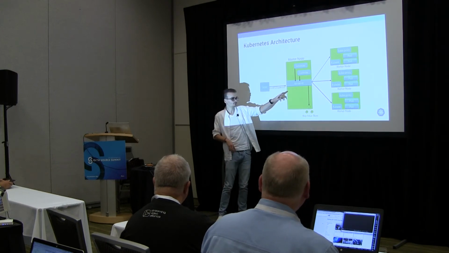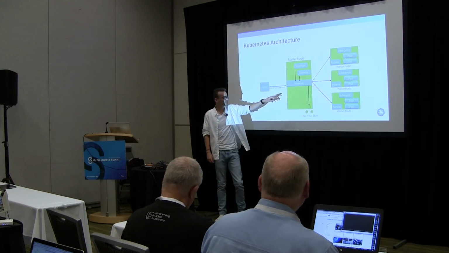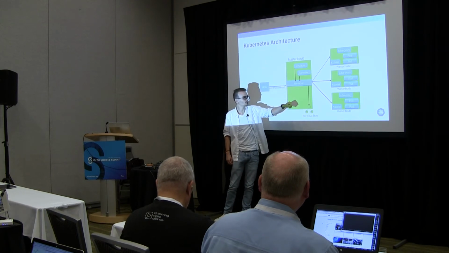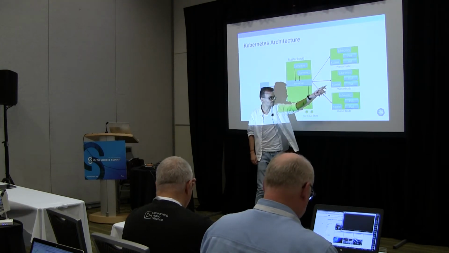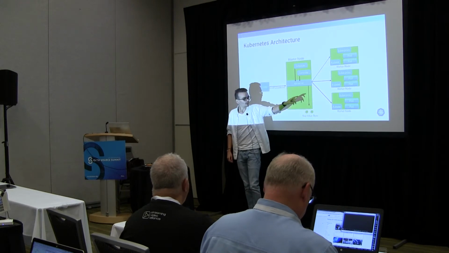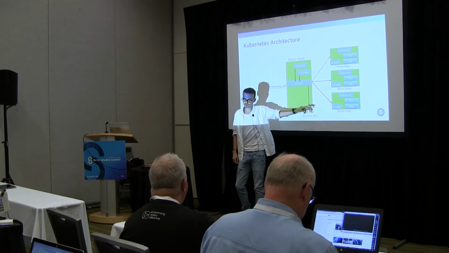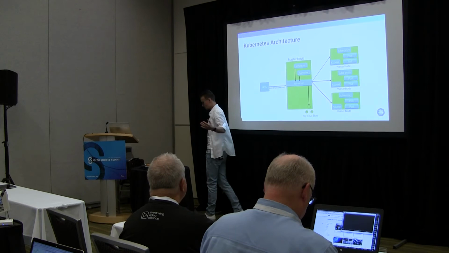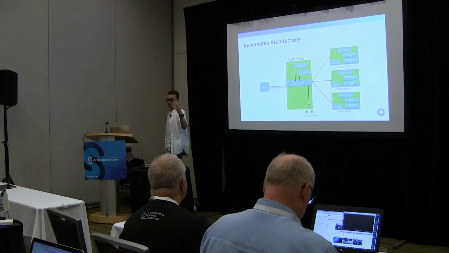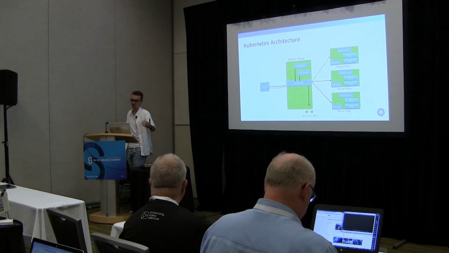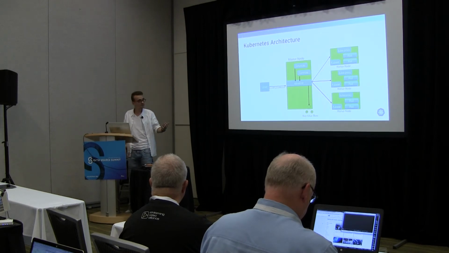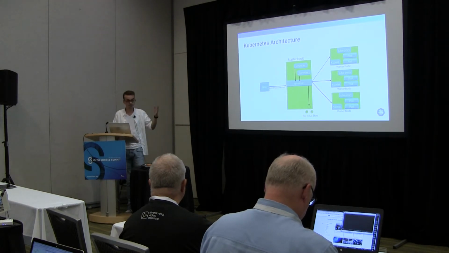Here we have the master node or control plane, which contains the API server, scheduler, and controller. And here we have worker nodes. Worker nodes are the places of the Kubernetes cluster where your actual workloads are being run. So your containers, if we are speaking about Kubernetes as a container management system, are being run on the worker nodes.